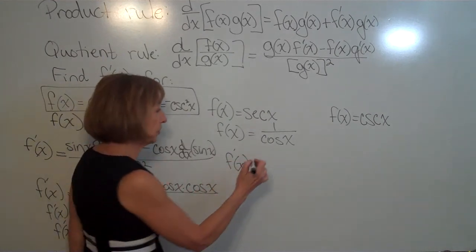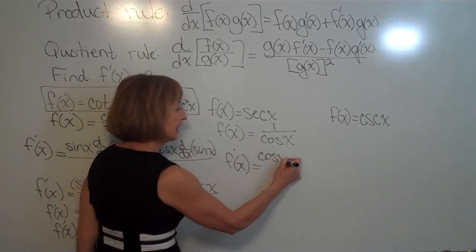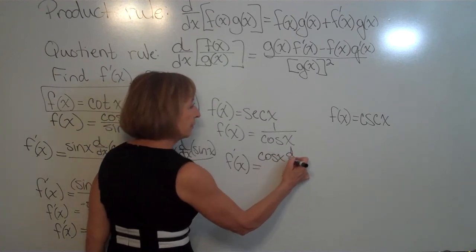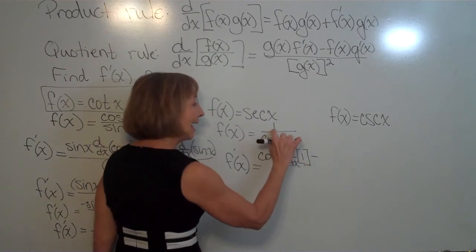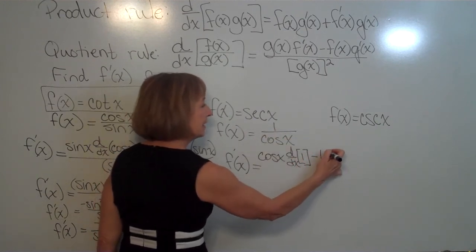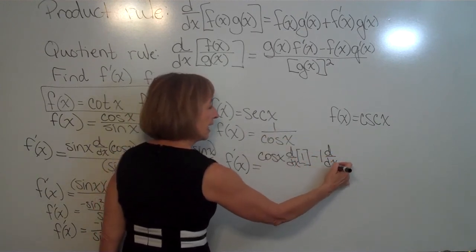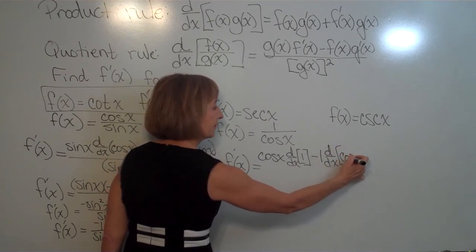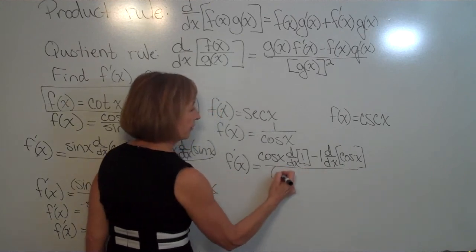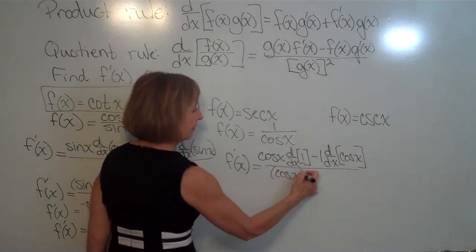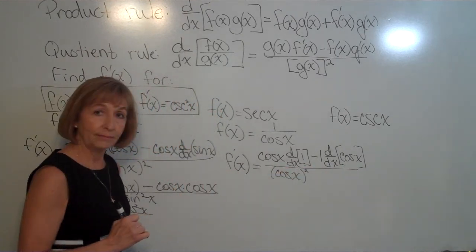remember it's low, so cosine x, d high, so the derivative with respect to x of 1, minus high, 1, d low, the derivative with respect to x of my cosine x, all over low low, so all over cosine x quantity squared.